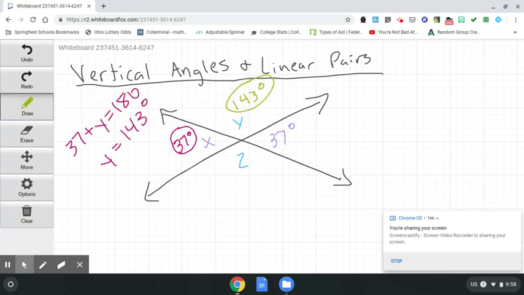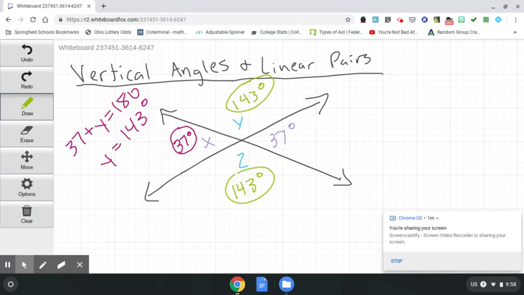And as we already said, if y is 143, z has to be 143 because they're vertical angles. And as you can see, you have a bunch of different linear pairs and two different sets of vertical angles here. Y and z are vertical angles, they're congruent. X and 37 are congruent because they're vertical angles.